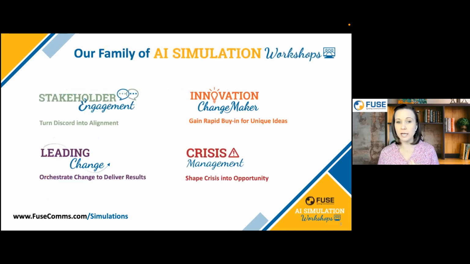Stakeholder engagement is a 3-month project, so about 90 days. Innovation Changemaker is 100 days. Leading change is about 8 weeks, so about 2 months. And crisis management is a 2-week period. It's a little bit more condensed because of the crisis situation. So they each have their own different scenario, but they play out over about 90 to 120 minutes, depending on which simulation we're talking about. So real pressure because the time is ticking by pretty fast.